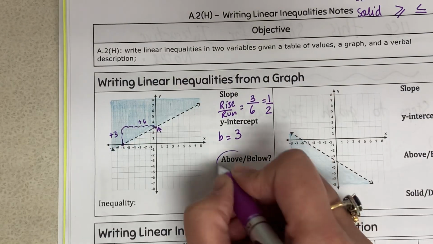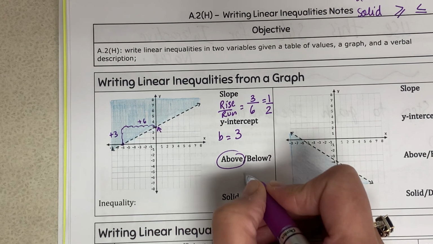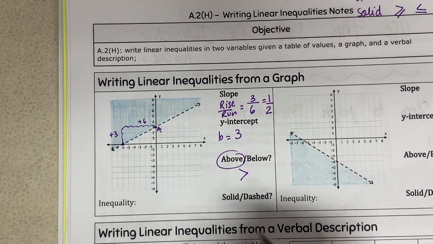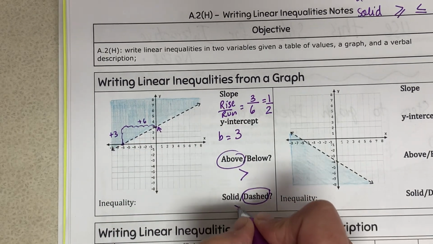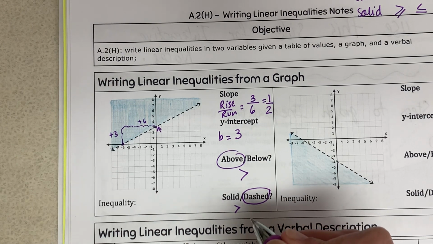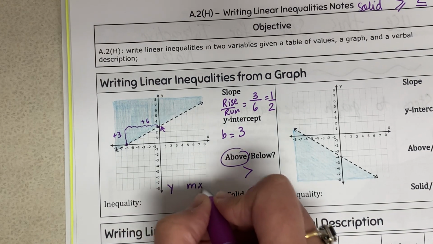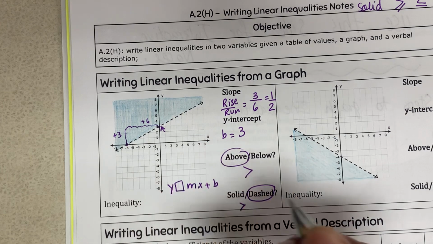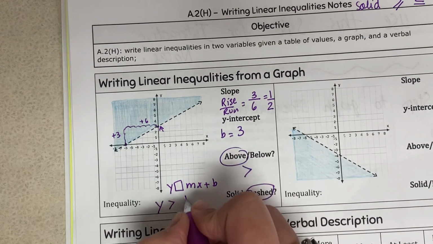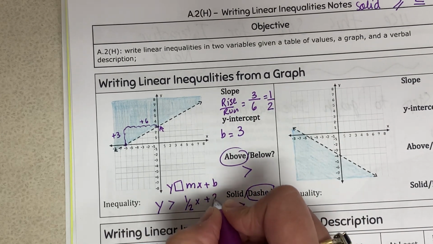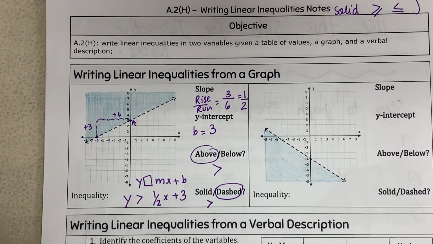Shading: where's the shading on this line? This is above. If it's above, then I definitely have the greater than symbol. And what type of line is it? It is dashed. So it has to be just the greater than sign. It cannot have the equal in it. So the inequality needs to be written in y equals mx plus b form, and I just have to fill in the symbol. So y is greater than, m is 1/2, x plus 3. So it is the reverse of what you did on Monday.